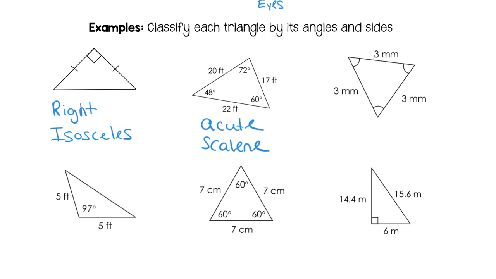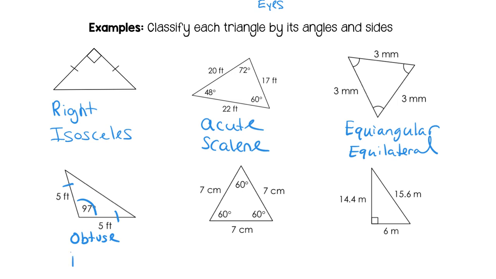Looking at the next example here, all three angles are the same. Since they're all equal, they would be equiangular. And then if you look at all three sides, they all happen to be 3 millimeters, so they're all equal again, so they are equilateral. Looking at this next example in the bottom left, you can see we have an obtuse angle. Right, 97 is greater than 90. And then since two of the sides are the exact same length, this is an obtuse isosceles triangle.